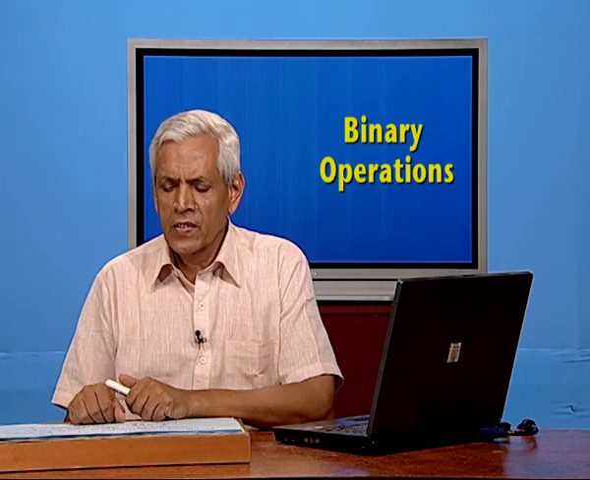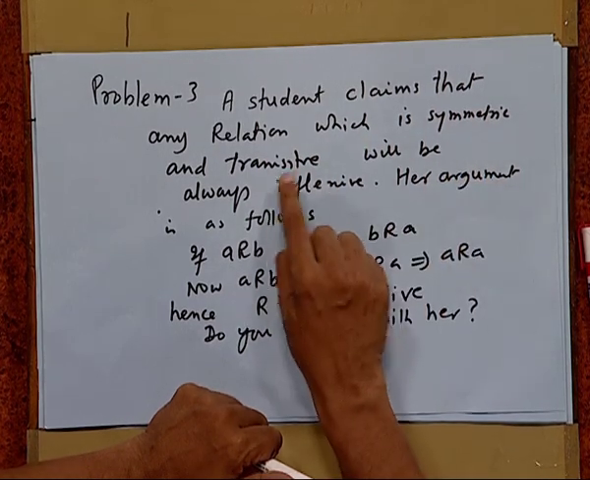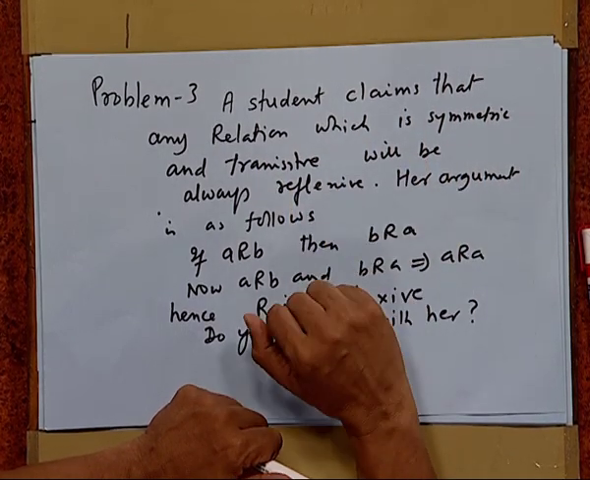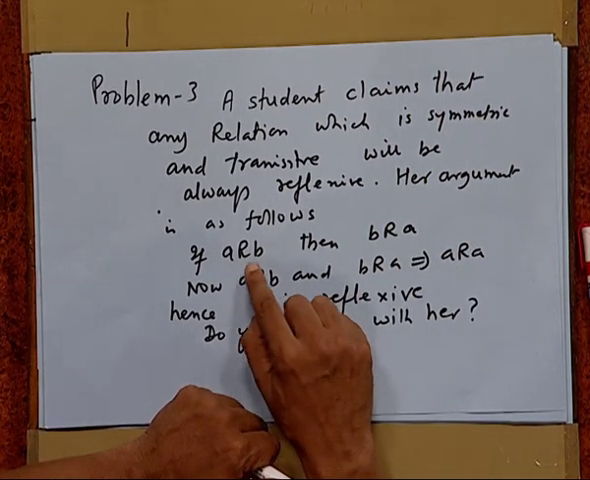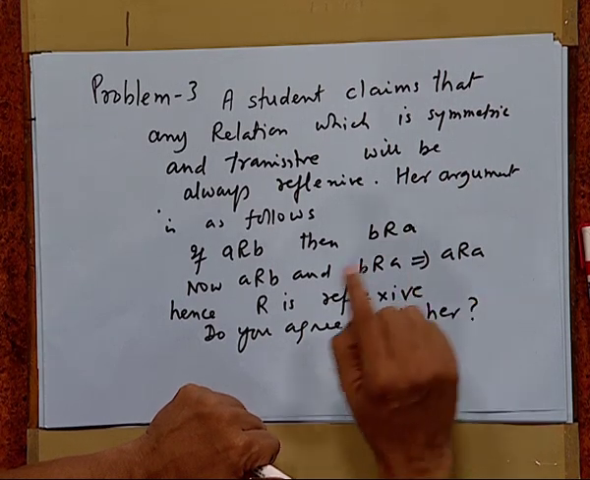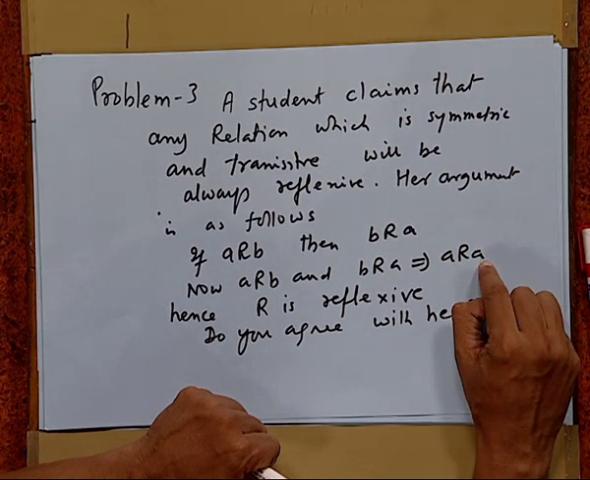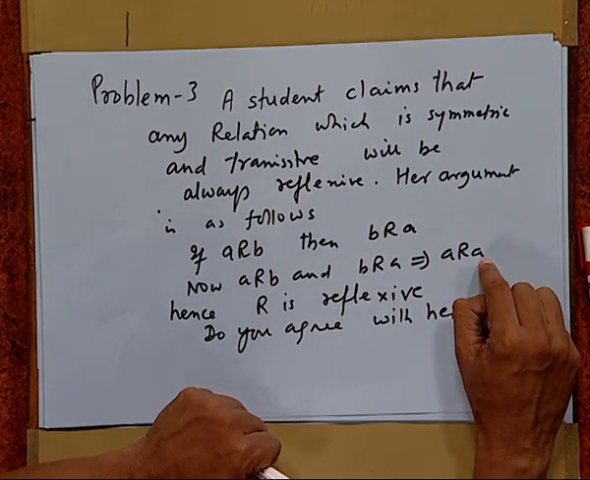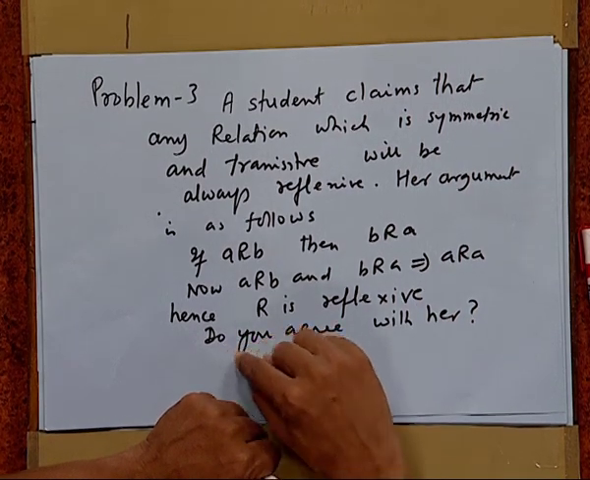Next, we have a very interesting problem. In some class, a student claims that any relation which is symmetric and transitive will always be reflexive. Her argument is as follows: if (a, b) is in R, then (b, a) is in R by symmetry, and (a, b) and (b, a) imply (a, a) by transitivity, and hence R is reflexive. Question is, do you agree with her? The answer is no.